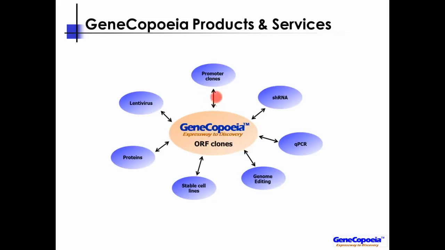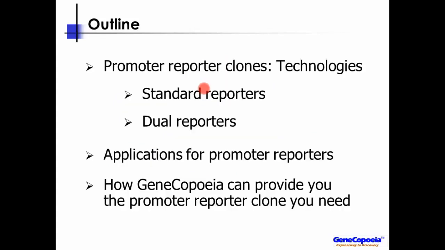Since then, though, we've branched out into other product lines, most notably promoter clones, which of course you're about to hear about today. A number of solutions for RNAi, like shRNA clones, qPCR reagents and arrays, genome editing tools like CRISPR and TALEN, and then some services associated with these stable cell lines, proteins, and lentivirus. However, most of our services still are connected in one way or another with this large ORF clone collection. Of course, you're here today to hear about promoter clones, so let's talk about that.